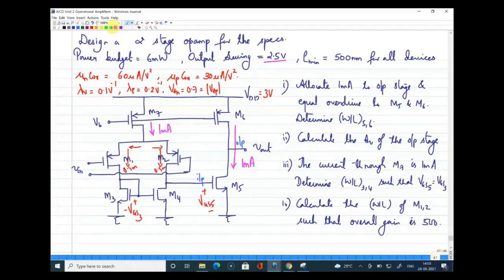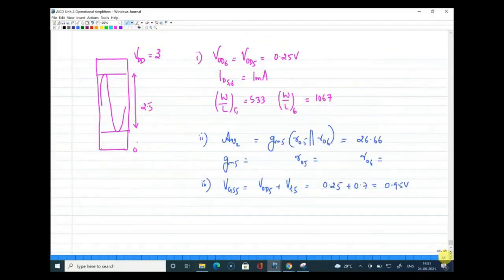So this voltage here is equal to 0.95, and you know that the gate of M5 is tied to the drain of M4. That means this will also be equal to 0.95, right? And VGS3 also should be the same, so this also will be equal to 0.95. Yes, Avinash, the gain is 26.67 for the second question. Yes, that is right. When you substitute the values of GM5, R05 and R06, you will get this AV2.